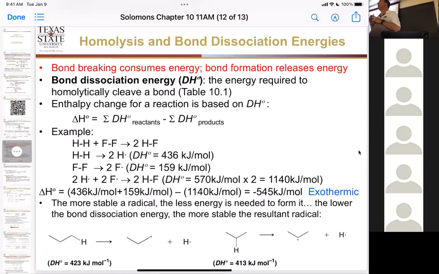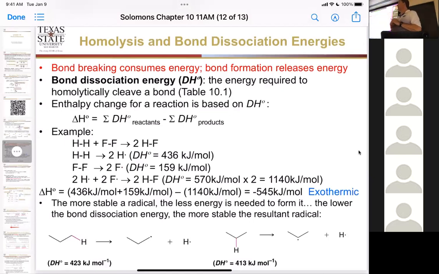So our change in enthalpy of our compound is going to be equal to the sum of all the energy of the products minus the sum of all of the products. I'm sorry, the sum of all of the reactants minus all of the products. And that should give you a number. And if it's a negative number, that means it's exothermic, it's giving away heat.